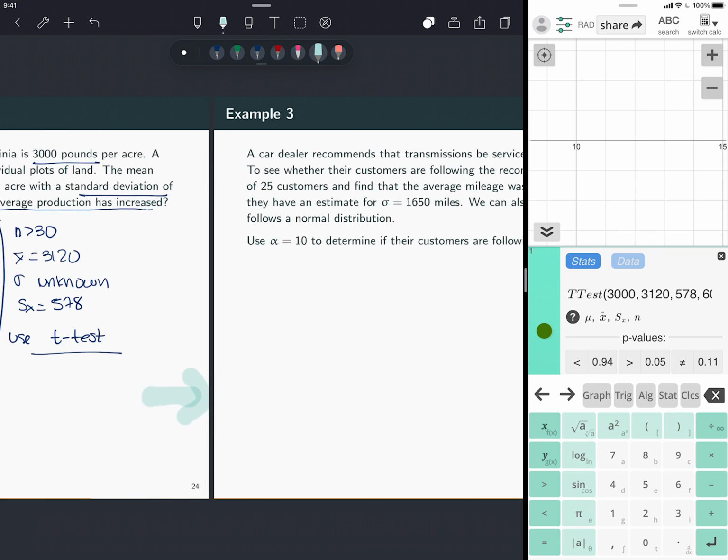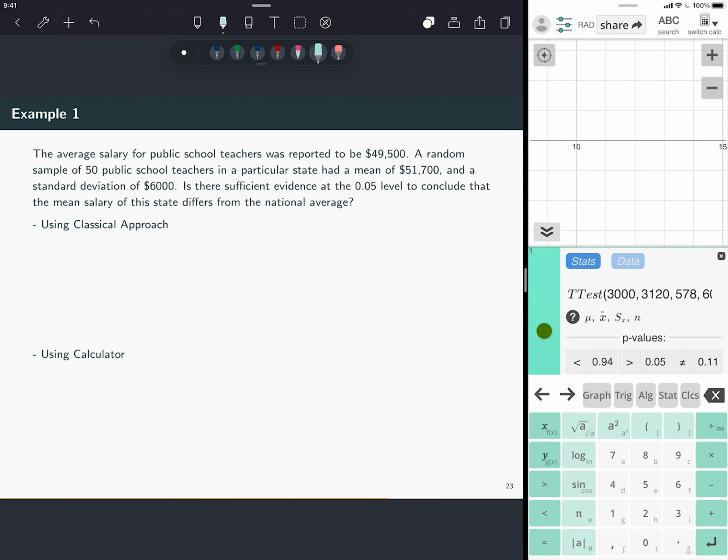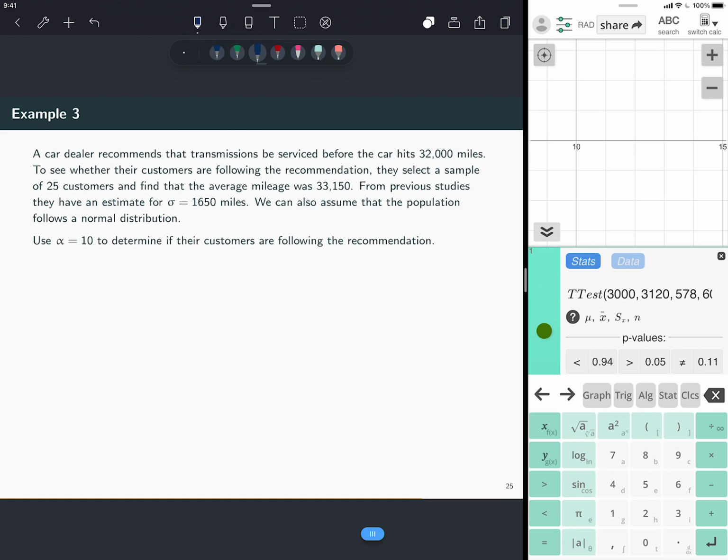So in this case, the sample is not more than 30, but it is normally distributed. Do I know the population standard deviation? I do. So now I'm going to land in this part over here. I'm going to use the z-test. Why? Because sigma is known and the population follows a normal distribution.